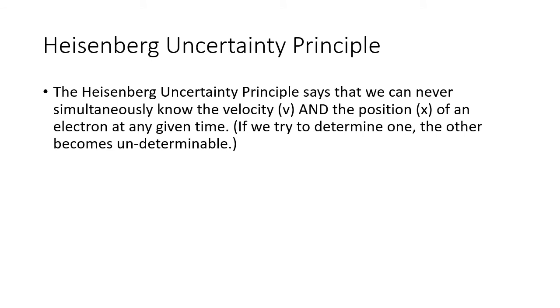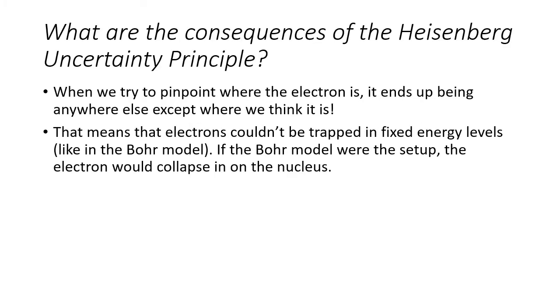The Heisenberg uncertainty principle says that we can never know simultaneously the velocity and the position of an electron at any given time. If we try to determine one, the other one becomes undeterminable. What are the consequences of the Heisenberg uncertainty principle?